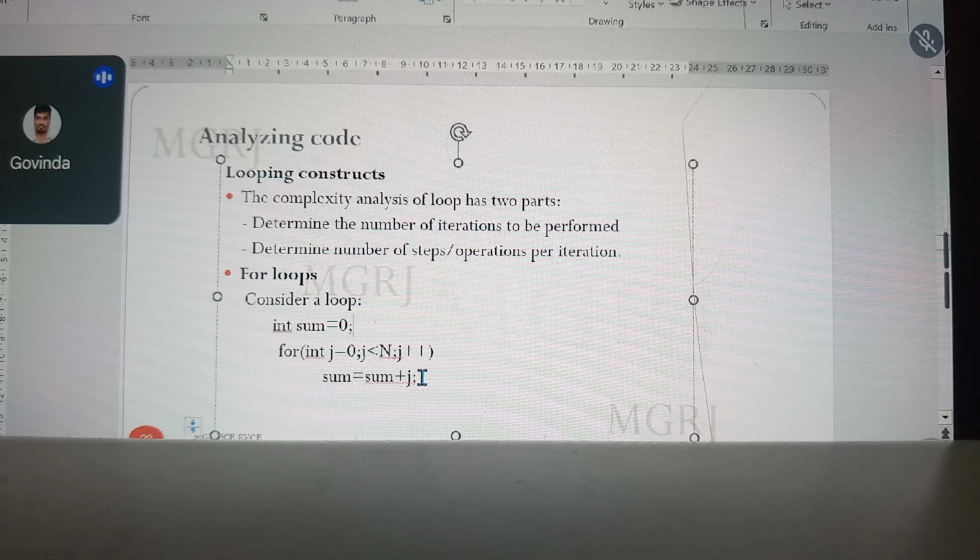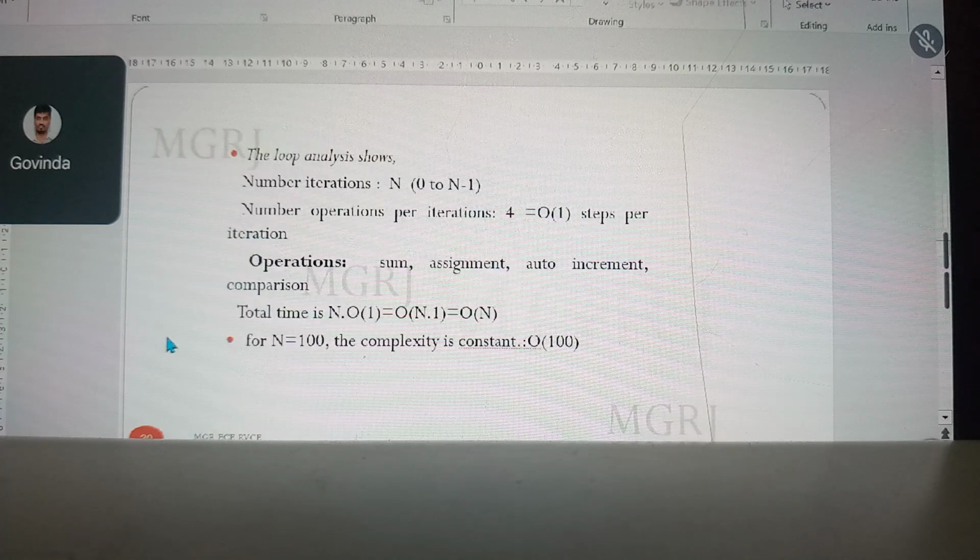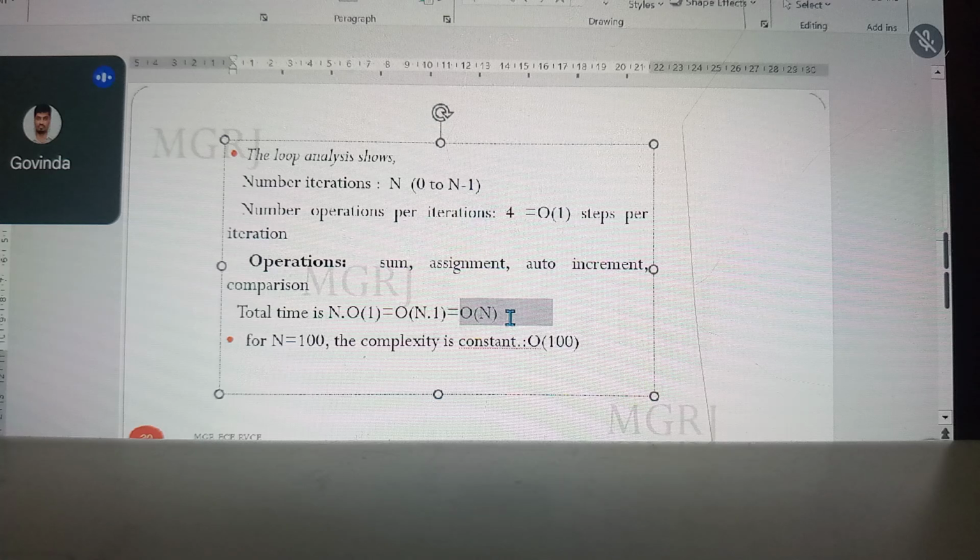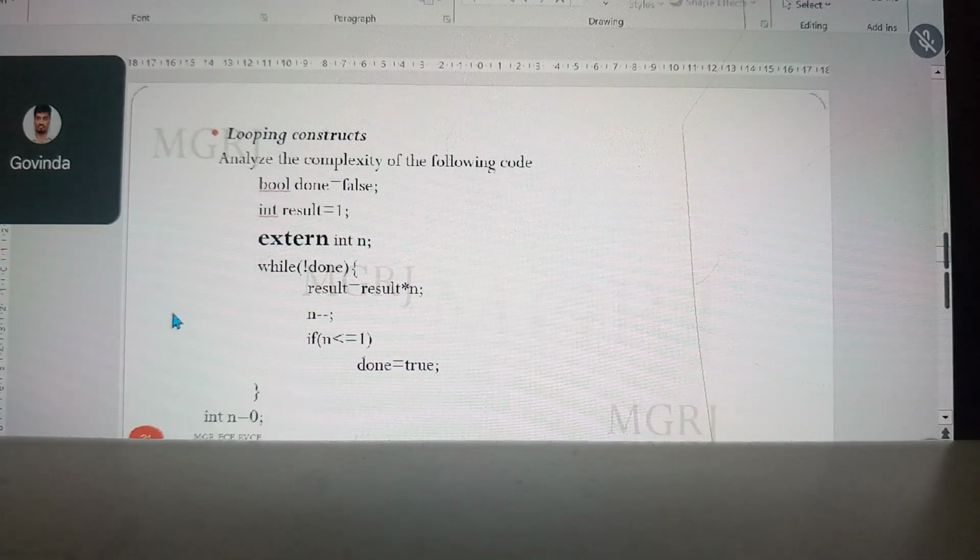We can drop 1 and we can drop 4. So what is left? The complexity of this function varies in the linear sense with respect to n, where capital N indicates the number of elements of the array. Is that clear? Is it clear, guys? Yes, sir.